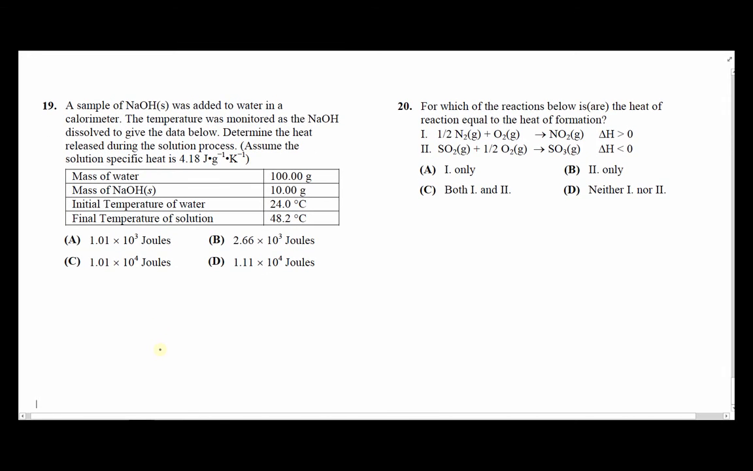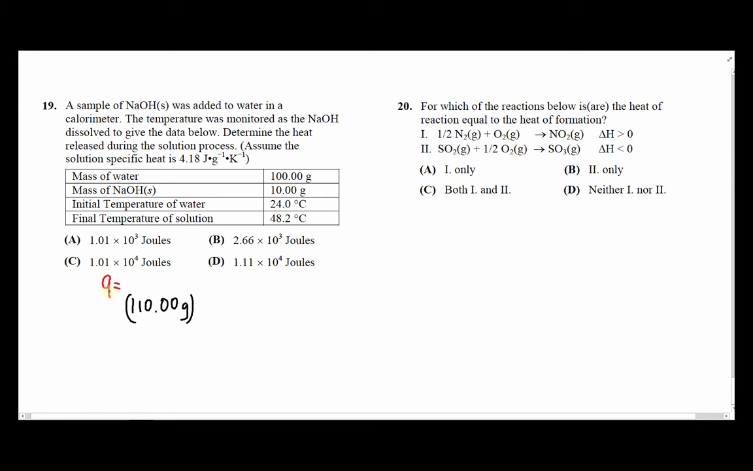Okay, a sample of sodium hydroxide was added to water in a calorimeter. The temperature was monitored as the sodium hydroxide dissolved to give the data below. Determine the heat released during the solution process. Okay, we are mixing the water and the sodium hydroxide. It's a strong base and it's going to release heat. We have 110 grams of total solution. Okay, before I write that, let me start with the formula.